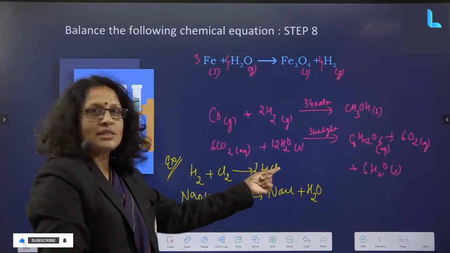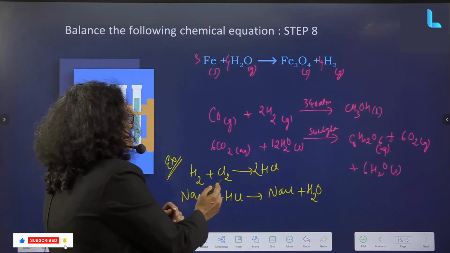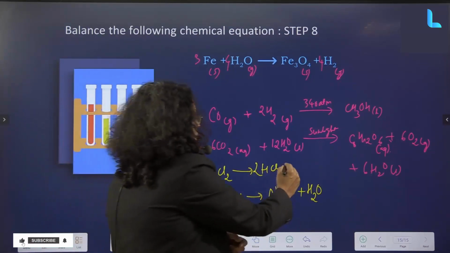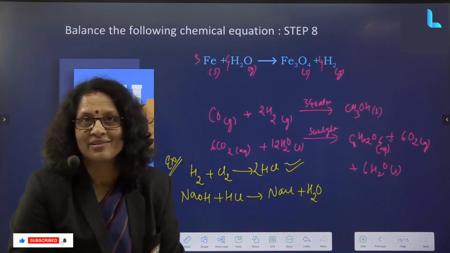Now in this process, Cl also should be balanced. So left hand side, Cl is 2. Right hand side, 2 into Cl is also 2. So this equation we can say is completely balanced.